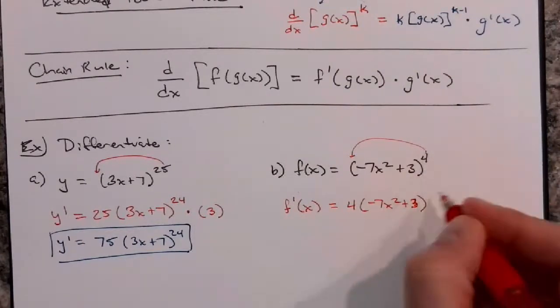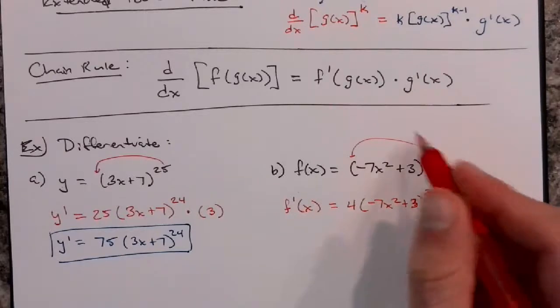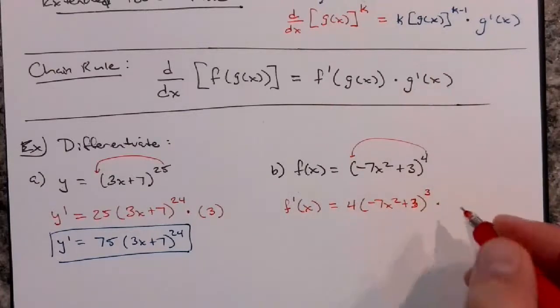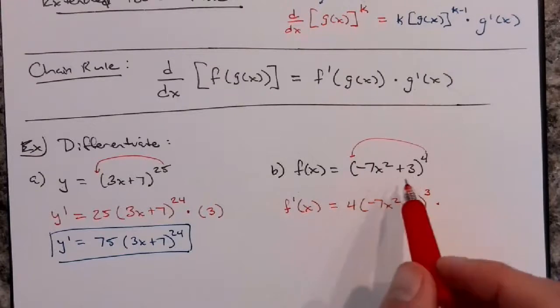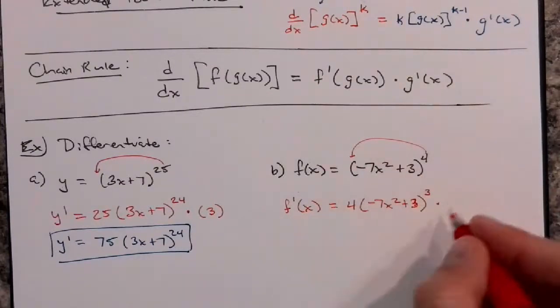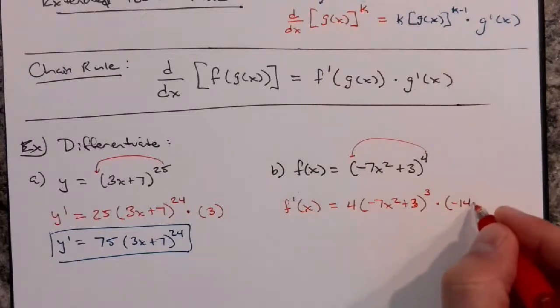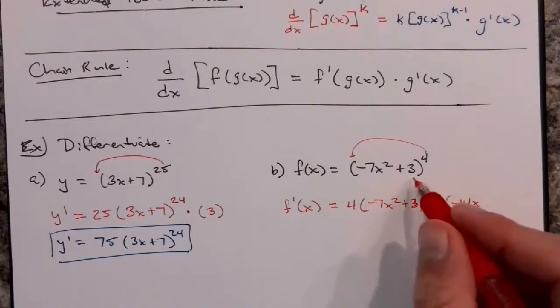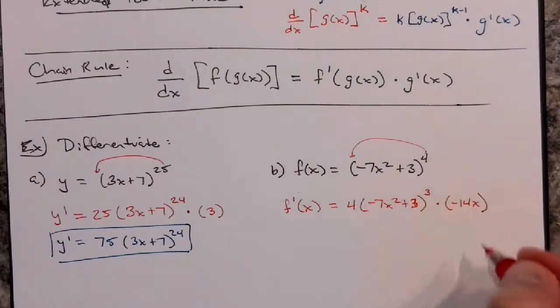The power decreases by 1, remember when you use that power rule? And then you multiply by the derivative of the inside. Well, what's the derivative of the inside here? Negative 7x squared, the derivative of that would be, bring the 2, 2 times negative 7 is negative 14x to the first power. The derivative of 3 is just 0, so you're just multiplying by negative 14x.